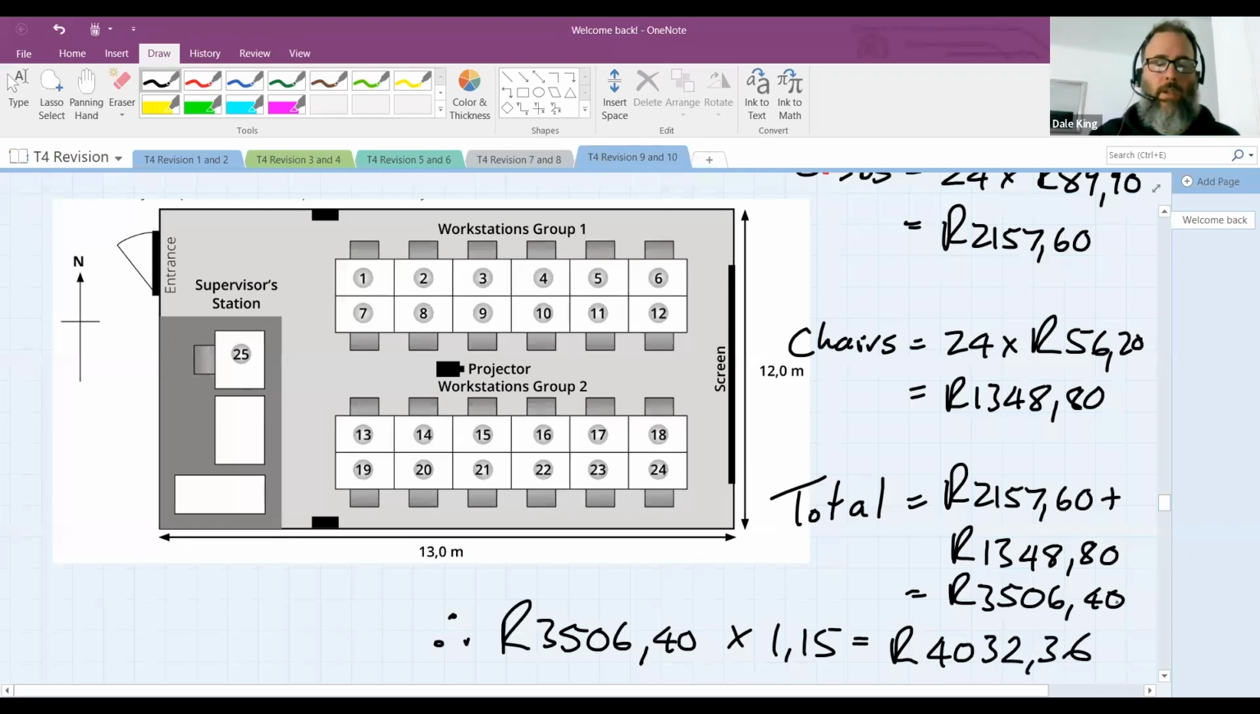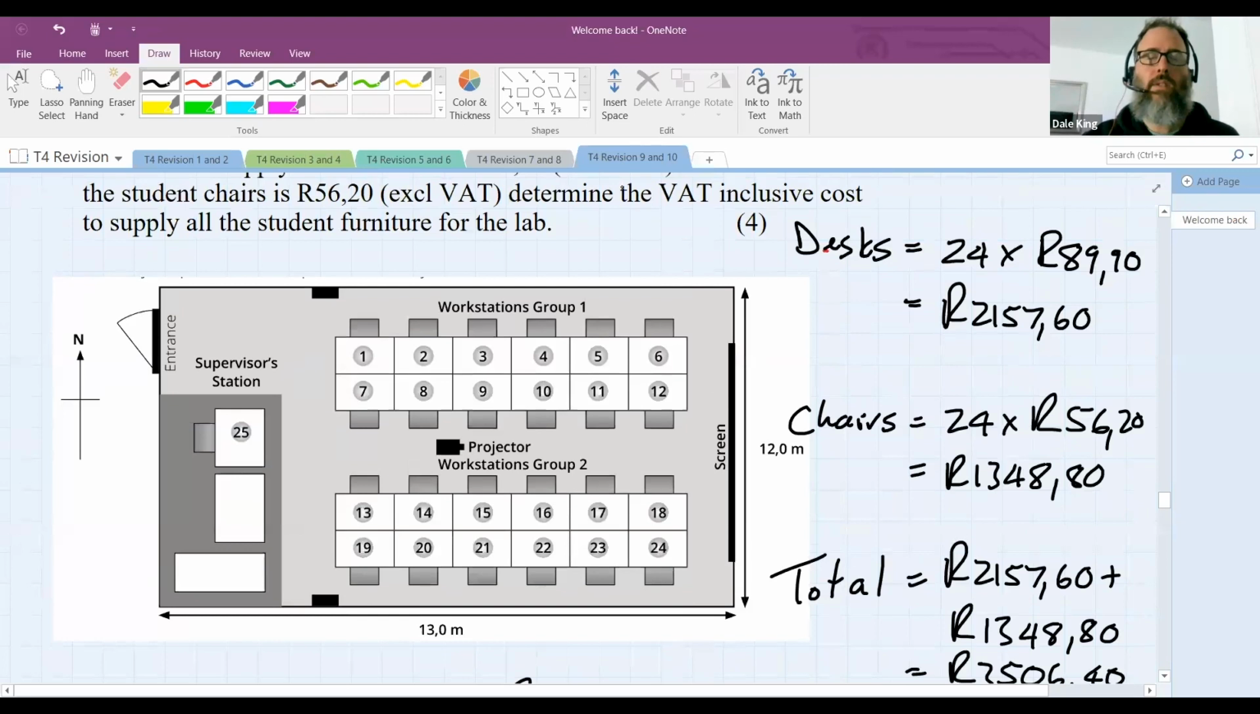All right, there we go. Let's go through this question and see how we do it. Yes, there are two ways. You can do the VAT inclusive prices first and then add them up at the end, or you can work it all out and get a total and then add VAT on after that. So let's go through it quickly.